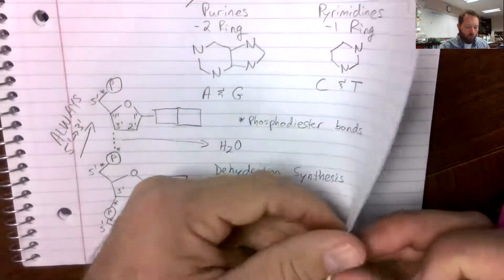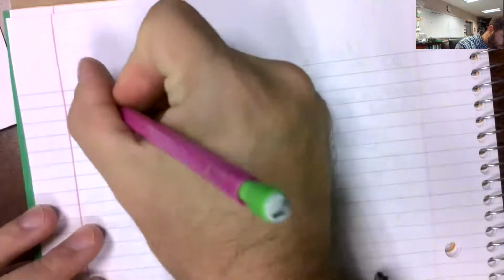All right, you might have more room than I do left on your page, but I still advise flipping over. We actually have a pretty big diagram to get going with here. We're going to now draw the double-stranded DNA.